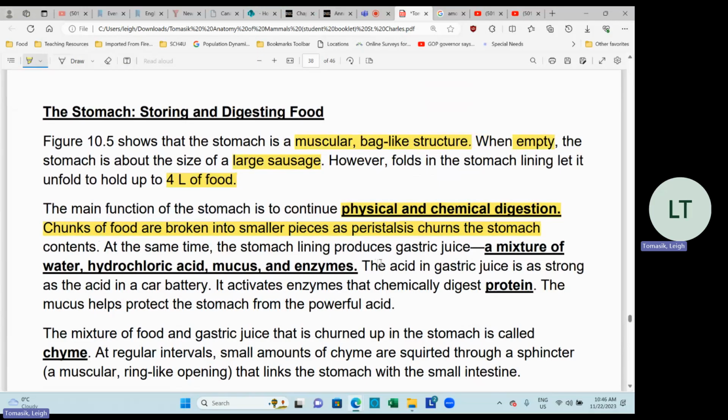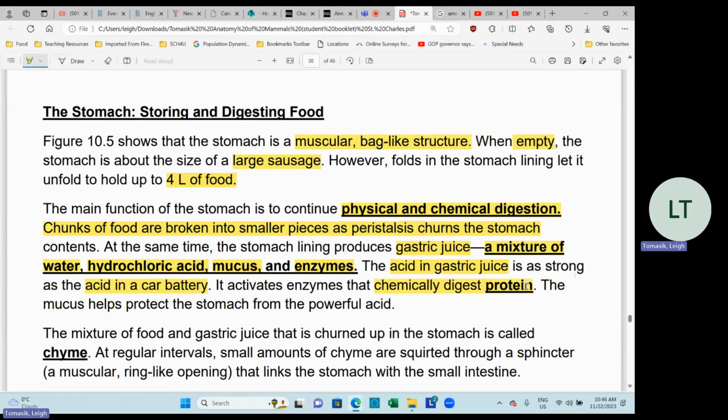And at the same time, the stomach lining produces gastric juice. What's in gastric juice? Well, we have a mixture of water, right? We need water for hydrolysis, hydrochloric acid, which will help break down big chunks of food, mucus that lines the stomach and keeps it from eating itself, and enzymes. Okay. The acid in gastric juice is as strong as the acid in a car battery. So it's very, very strong. It activates the enzymes that chemically digest protein.